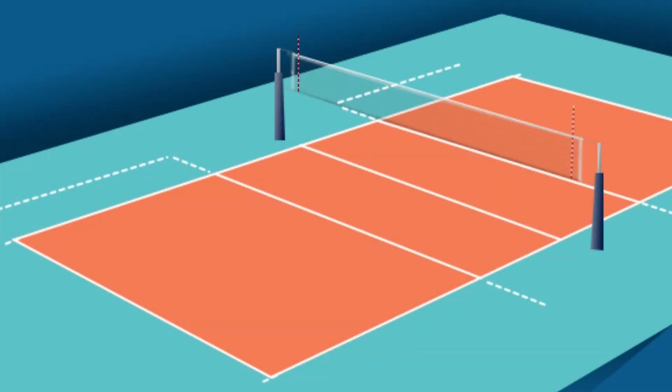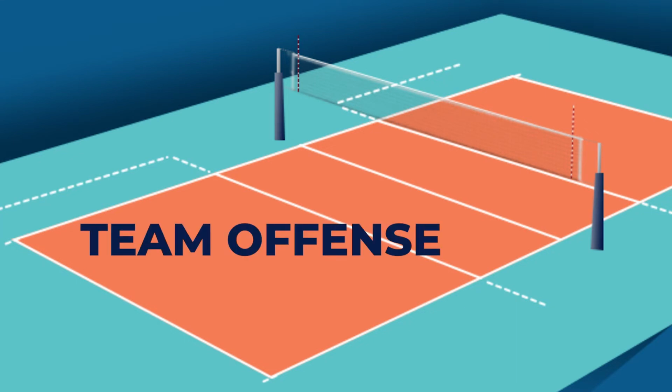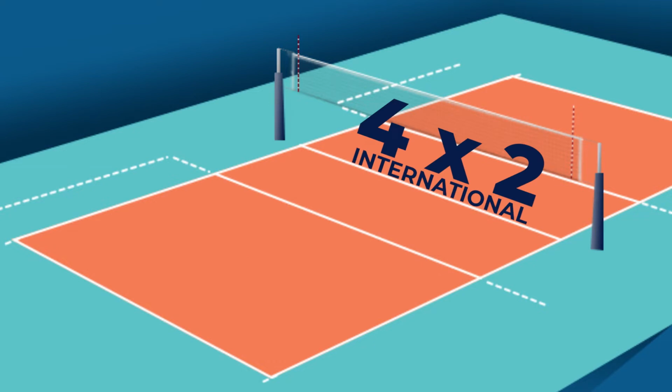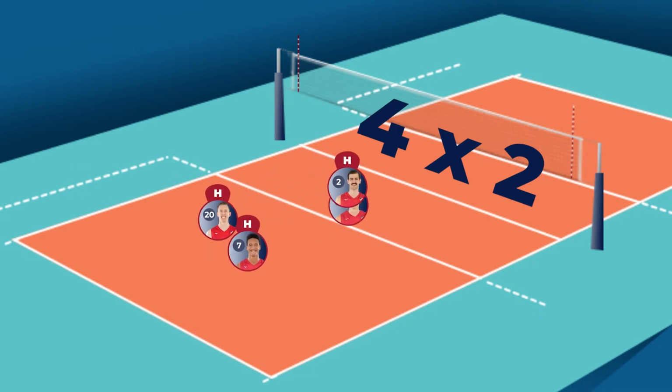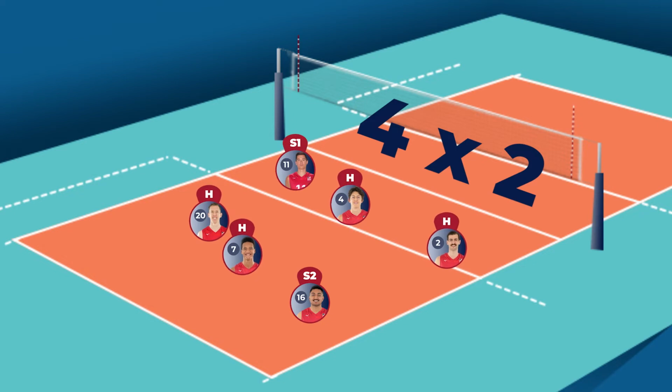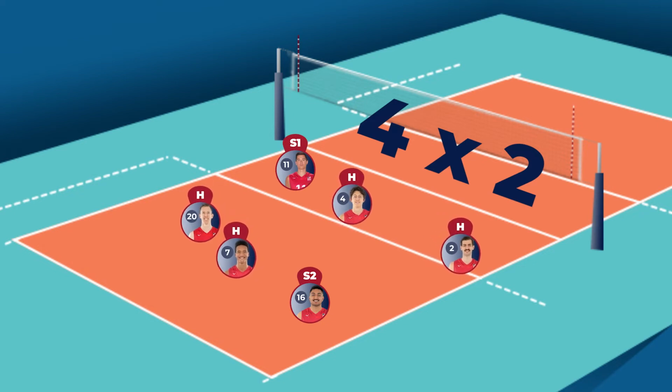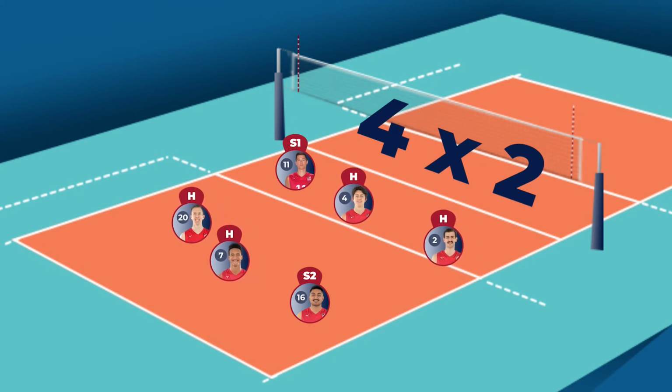While there are several different systems for organizing your team offense, one of the most common systems is the International 4x2, or otherwise known as just the 4x2. The 4x2 system includes 4 full-time hitters and 2 assigned setters opposite each other in the lineup, each of them setting when they rotate into the front row.